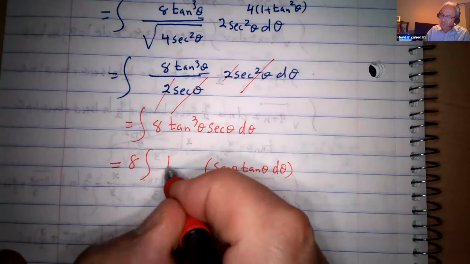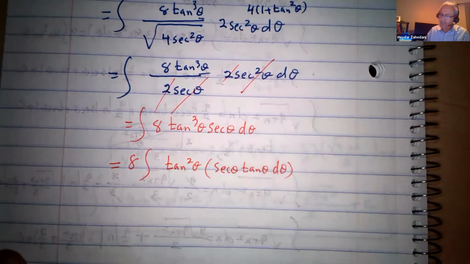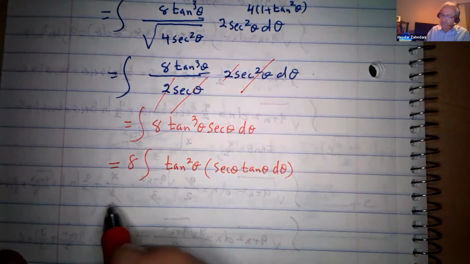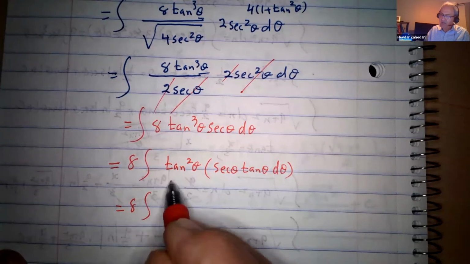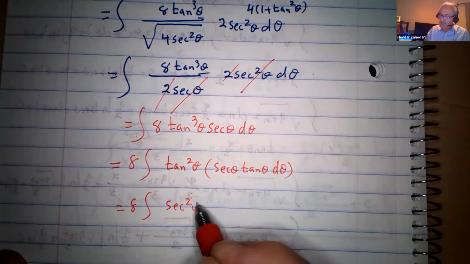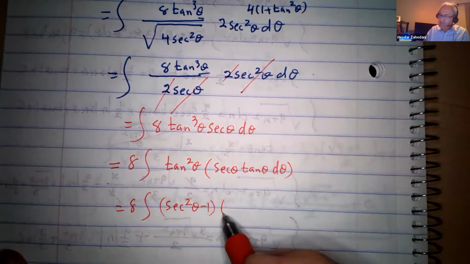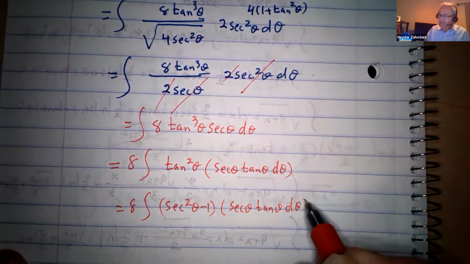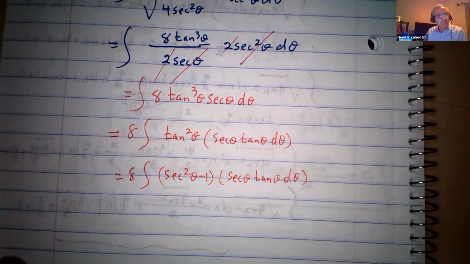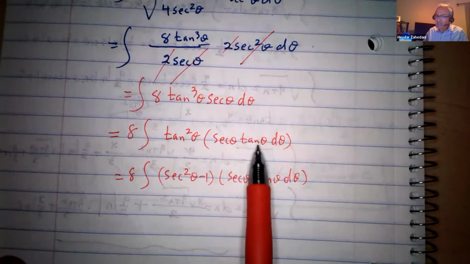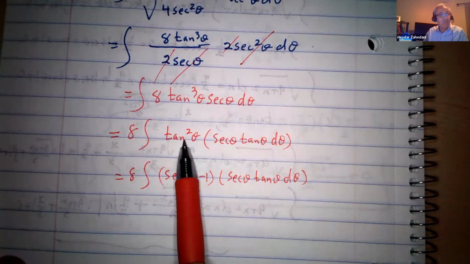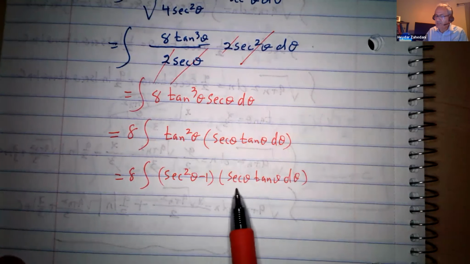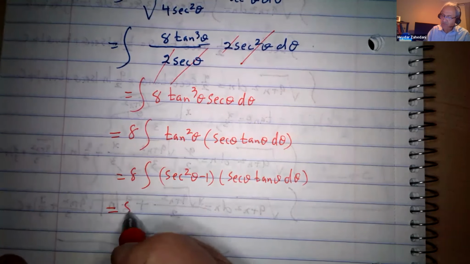So what's going to be the leftover? The leftover is tangent squared. This is the derivative of a secant, so change this one into a secant. So it's going to be 8 integral of secant squared of theta minus 1 times secant of theta tangent of theta d theta. So you pull out the secant tan for your u prime. You have to change everything else to the secant, then you'll be able to do it. Tangent squared is secant squared minus 1. Now distribute it and then you'll be done.